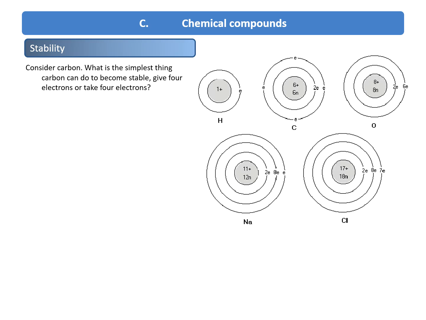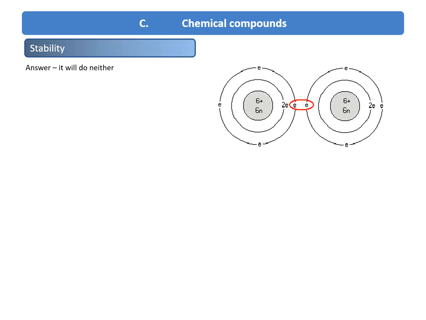Let's look at carbon. What is the simplest thing carbon can do to become stable? Would it give 4 electrons or take 4 electrons? No, this is a dilemma. Instead, it will do neither. It will share electrons, for example, with another carbon atom.